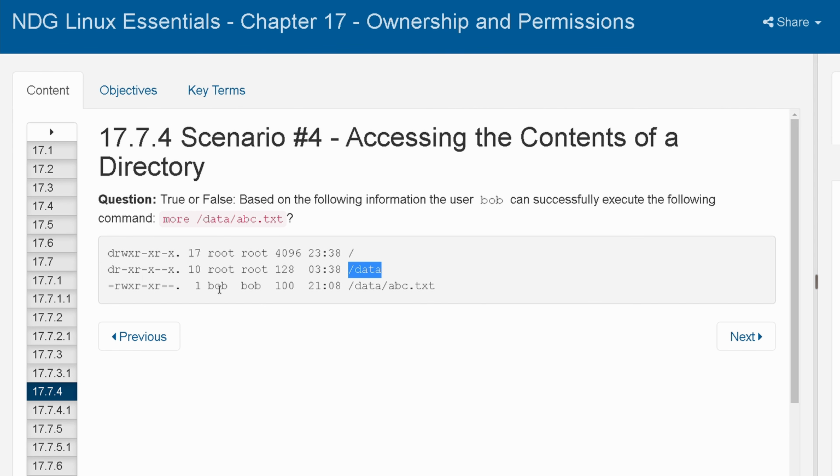Now that we are in the directory, we want to look at specific files. To do this, we need an executable, so we need an X. Well, if we look at the last three here, we see that we have an X, so we are allowed in here and we can execute.